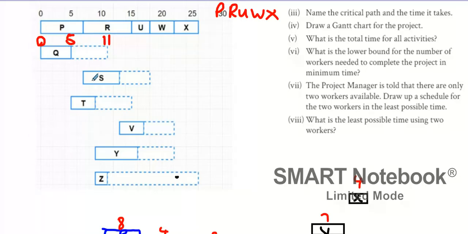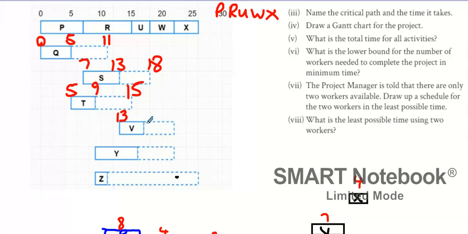11. When does S start? 7. When does S end? How long does S take? 6 minutes. So that has to be 13. And how long can S be delayed for? Well, up to 18. T. Where does it start? 5. How long does T take? 4 minutes? So that's 9. And how long can it be delayed till? 15.